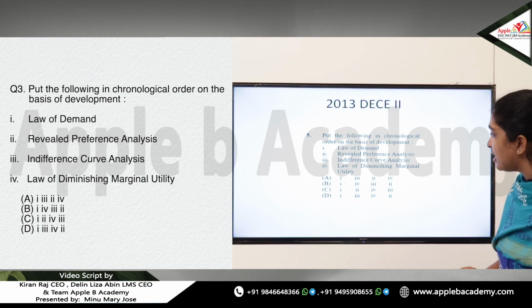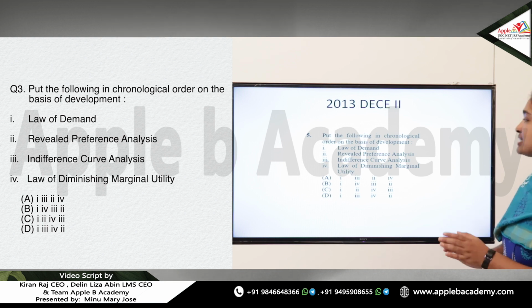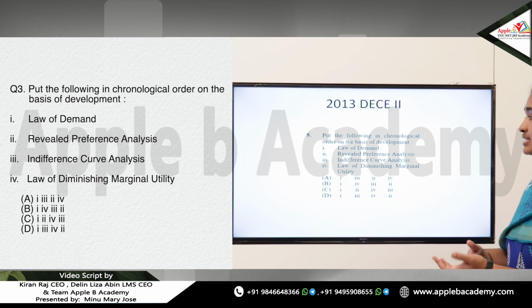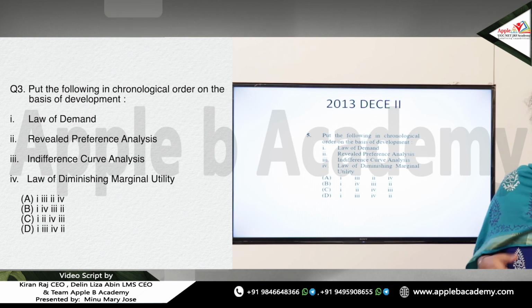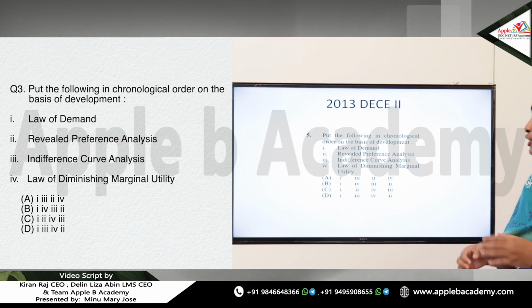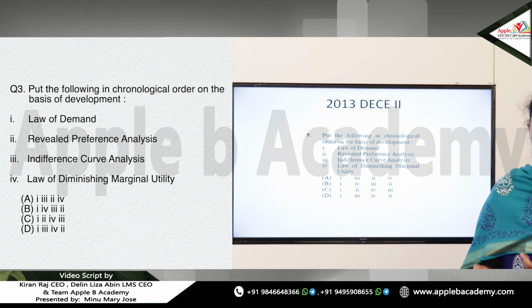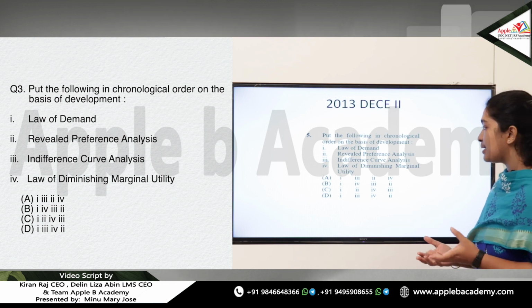After this came the indifference curve analysis, which was put forward by Hicks and Allen, which changed the idea of how consumers choose their preferences. As against cardinal utility analysis, the indifference curve analysis gave the idea that we can never cardinally or numerically measure any utilities, but people order their preferences according to ranks. That is what indifference curve analysis came up with.